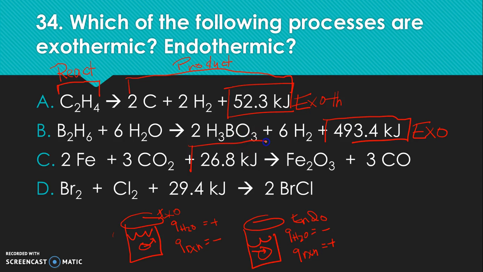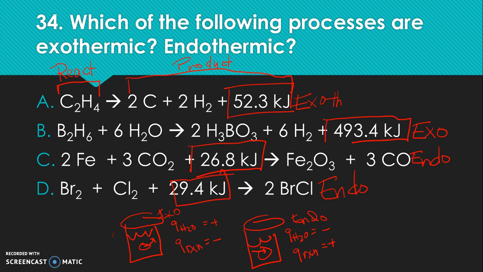Now we come over on this side. Now our heat is found as a reactant. So for this reaction to happen, for iron and carbon dioxide to react to make iron oxide and carbon monoxide, I need heat to do it, which means I have to take heat from my surroundings. And when I do that, this is going to be endothermic. So same thing for this one. It's part of the reactant, so we're going to call that endothermic.